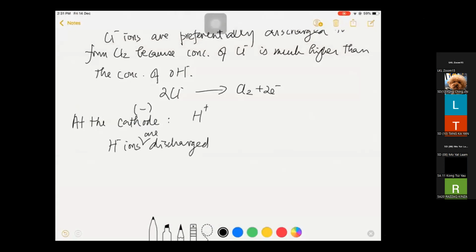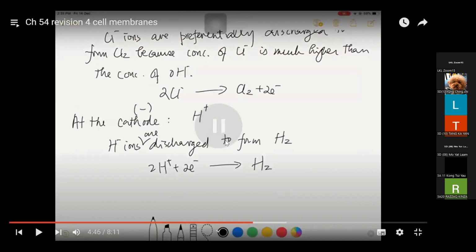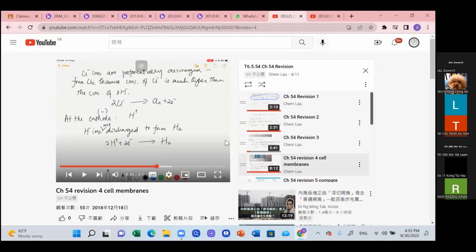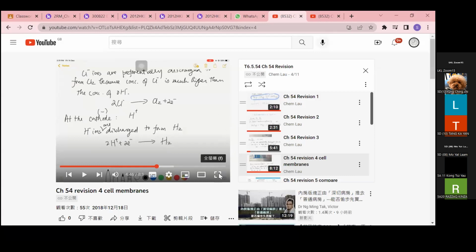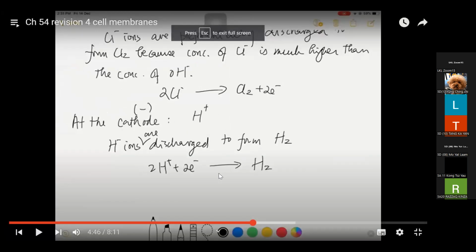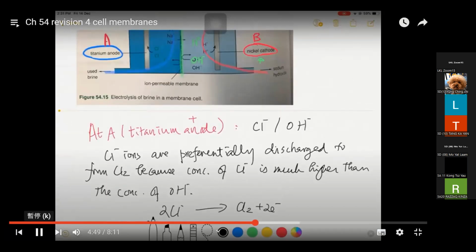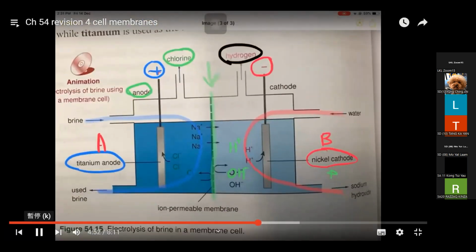Not necessary to use preferentially because there is only one kind of positive ion to form hydrogen gas, according to this equation. 係，但係 sodium 嘅 positive sodium ion 唔係都會可以 pass through 嗰個 ion permeable membrane 啫，但係佢個濃度唔夠高。明白。OK，繼續。Therefore, hydrogen gas is produced at the cathodic compartment. Can you see that? Hydrogen gas is produced.